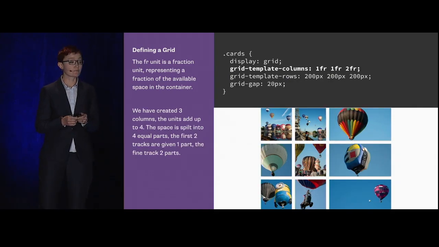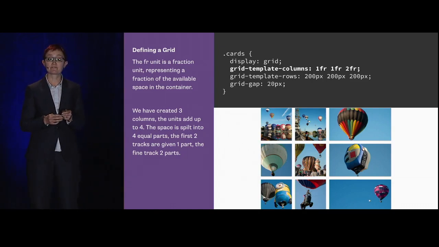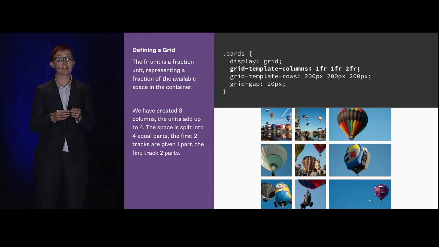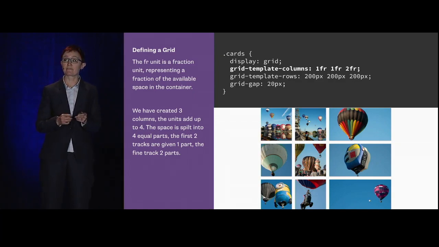If we want to change those proportions, then we can assign different fractions to different tracks. So here I've got 1 fraction unit, 1 fraction unit, 2 fraction units. So the available space in the grid container is split into 4. 1 part each is given to my first 2 tracks and 2 parts to the second. The browser window grows and shrinks. Those tracks scale in proportion.